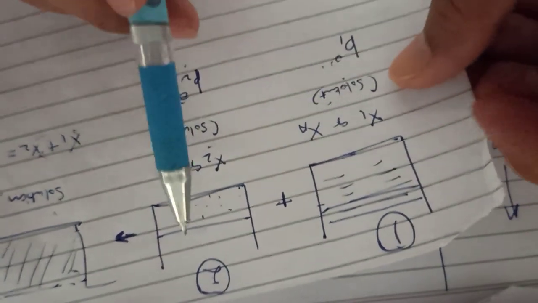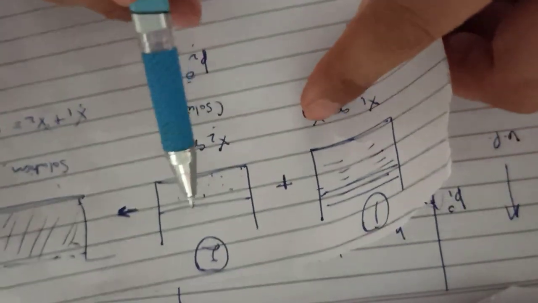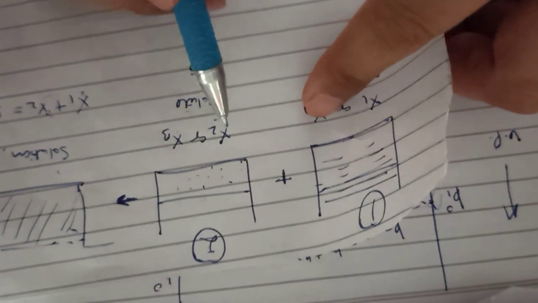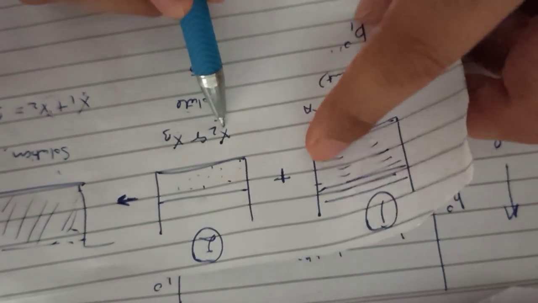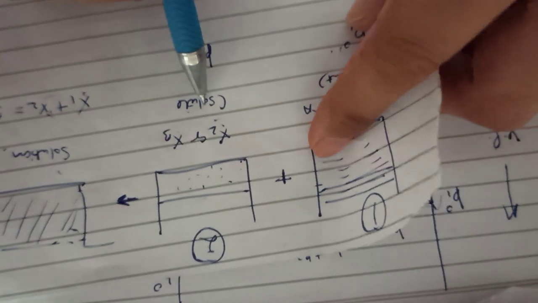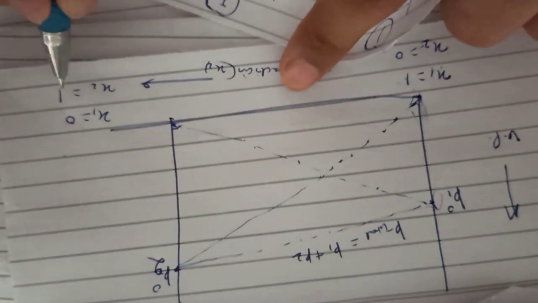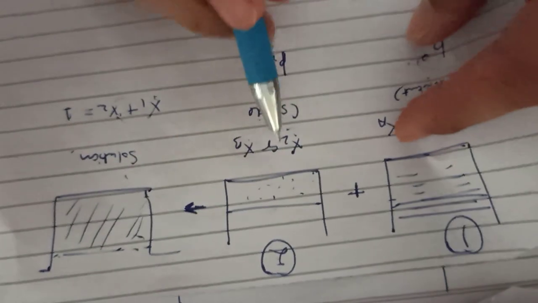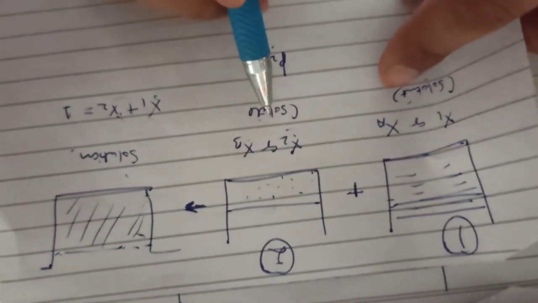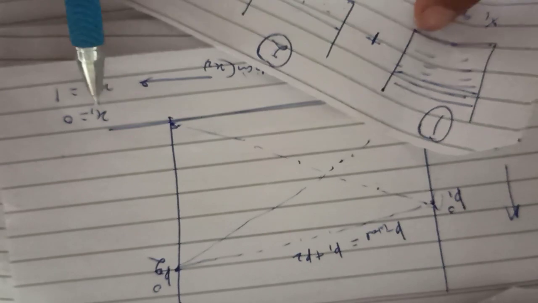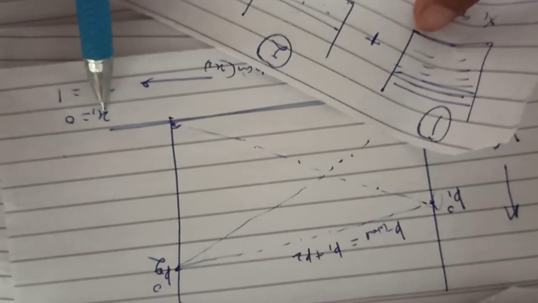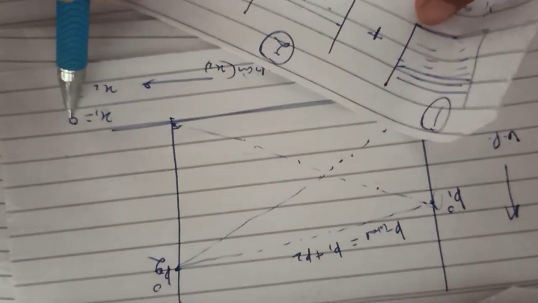Now I am coming to the case of container number 2. Okay, in container number 2 you see only the solute is present. Only the solute is present. So the mole fraction of the solute will be 1, and there is no solvent. So the mole fraction of the solvent, x1, will be equal to 0.